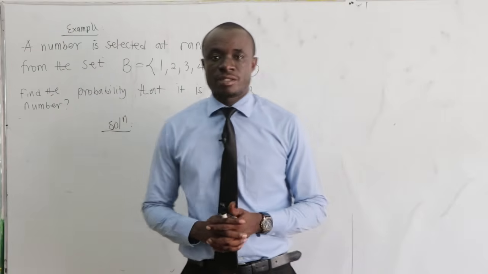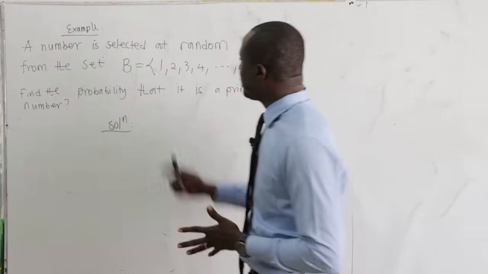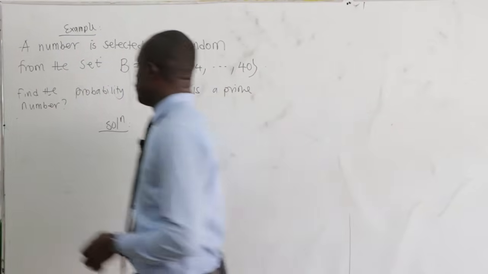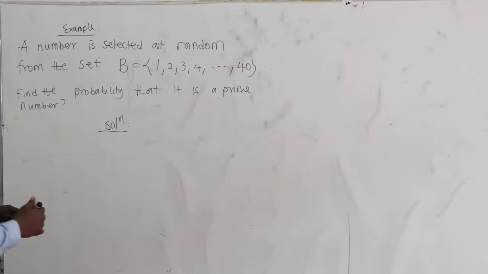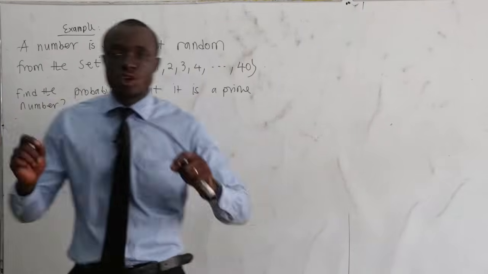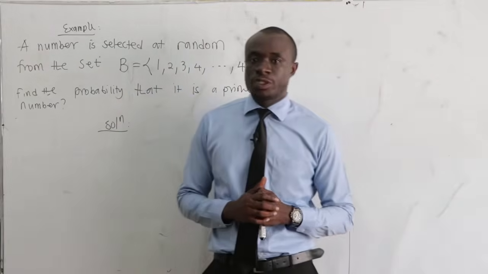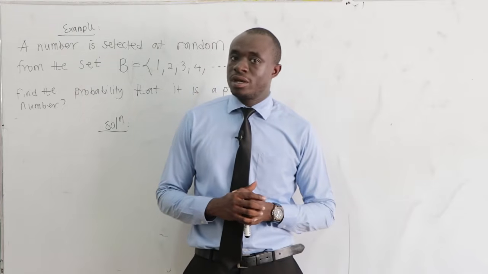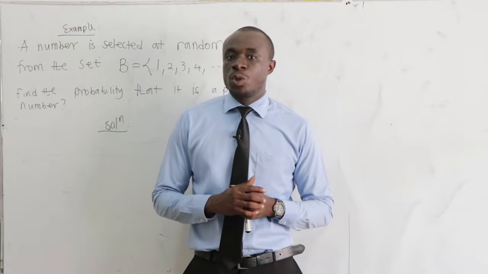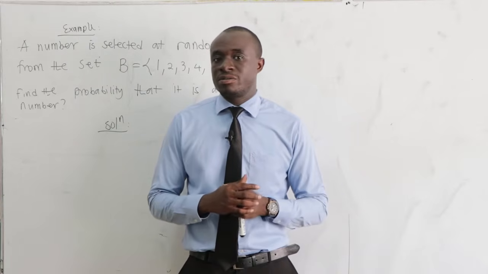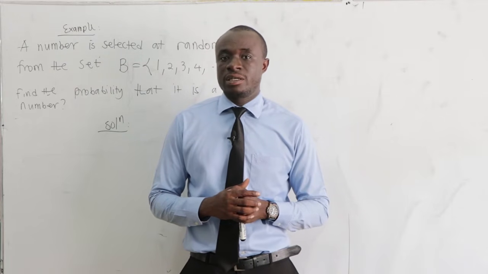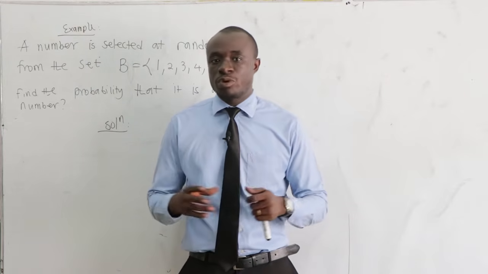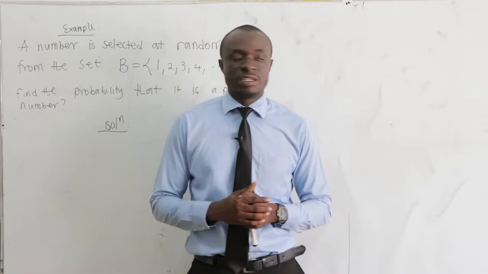Now let's consider this particular past question. A number is selected at random from the set B, 1, 2, 3, 4, all the way to 40. We should find the probability that it is a prime number. Now, probability is the number of events over the number of sample space. And we know that an event is a defined occurrence or situation. And the sample space is the number of possible outcomes of a particular event.